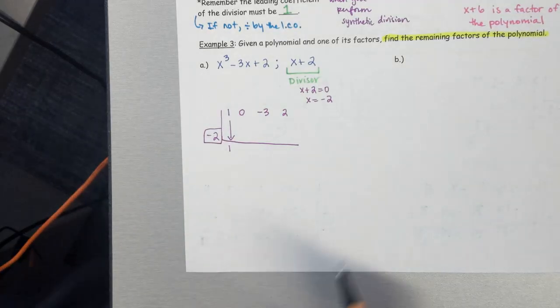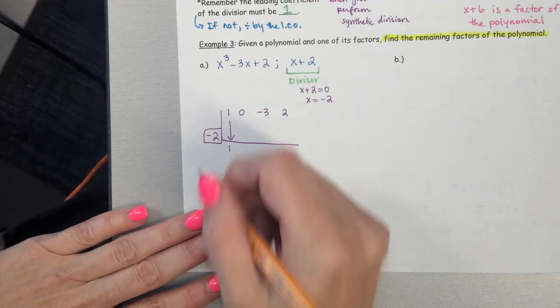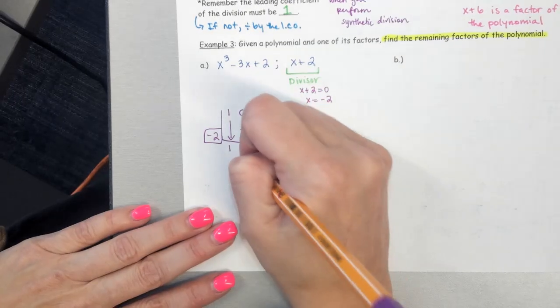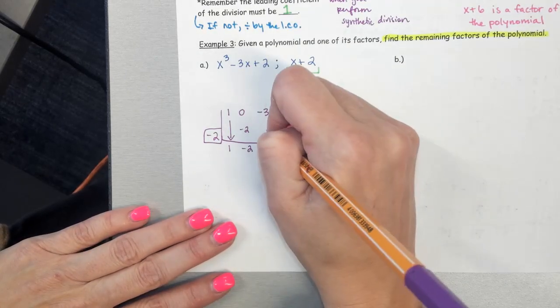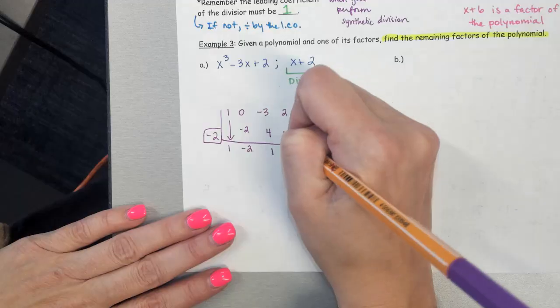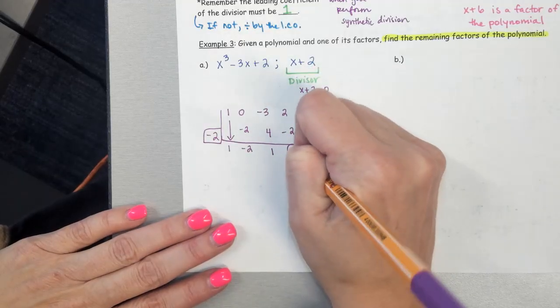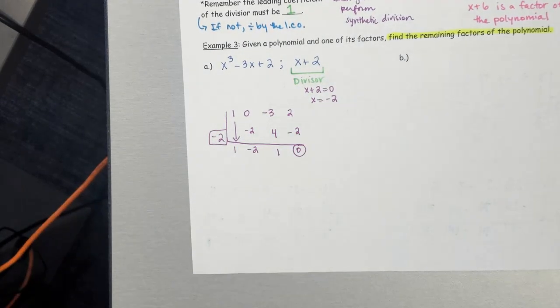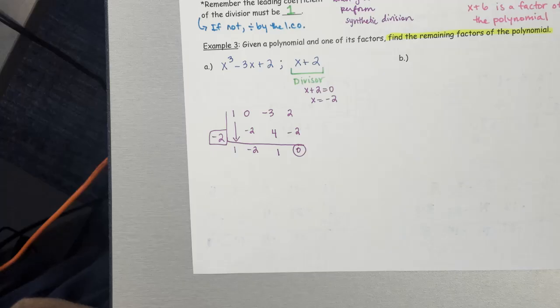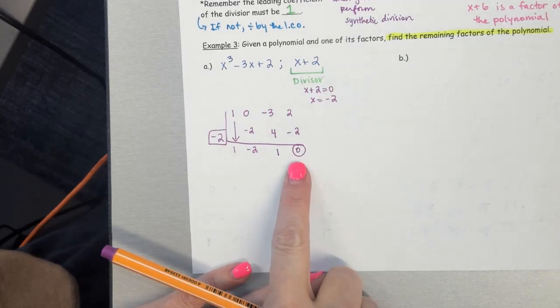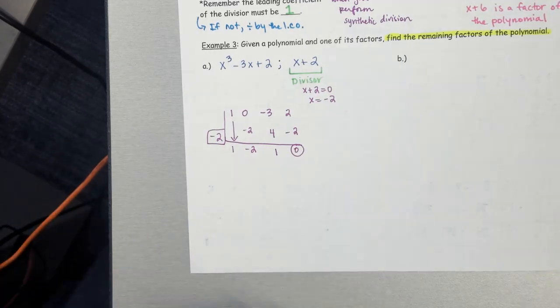We're going to do our synthetic division like usual. 1 times negative 2, add straight down. Multiply across, add straight down. Multiply across, add straight down. It did tell you that this given was one of the factors, so there's no way you shouldn't get 0 there when they tell you that.